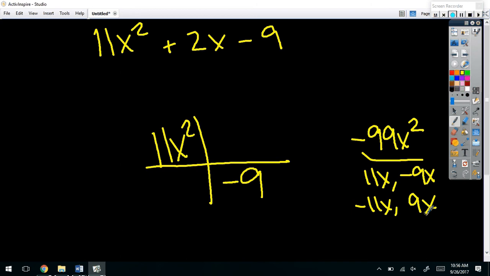So if I make the 11 positive and the 9 negative, I need to see what that adds to. And if I make the 11 negative and the 9 positive, I need to see what that adds to. Which of these add to positive 2? The first one. So those are the two that are going in the box. It doesn't matter where you put the 11 and where you put the negative 9. Just put them in the missing boxes.